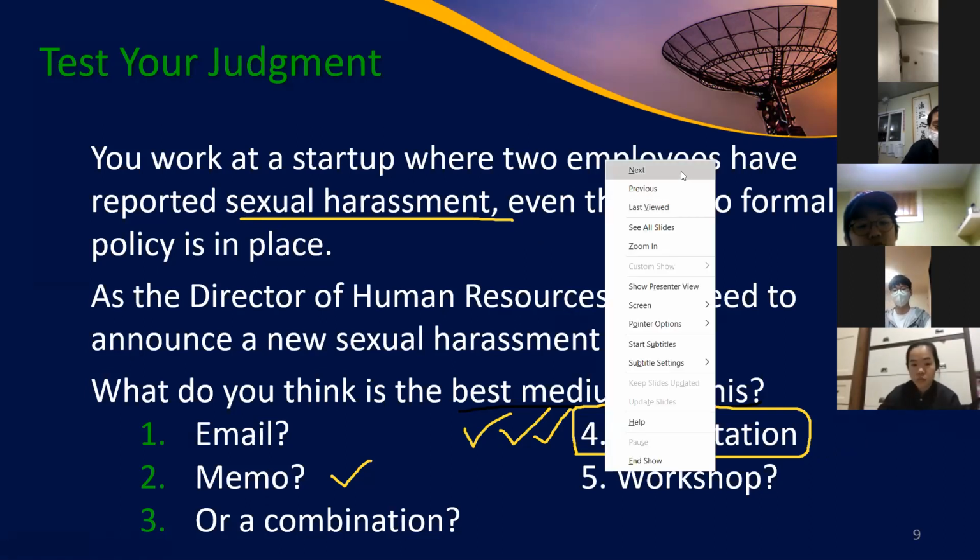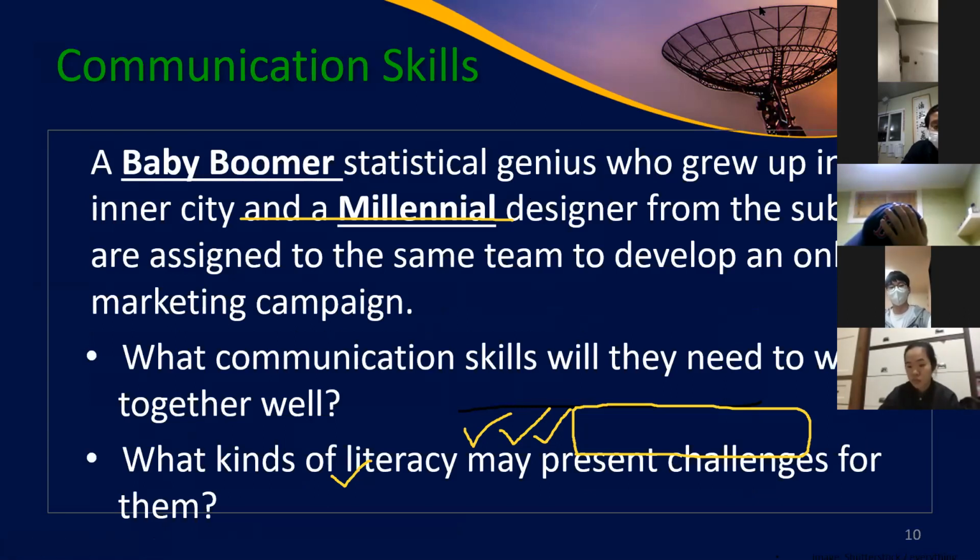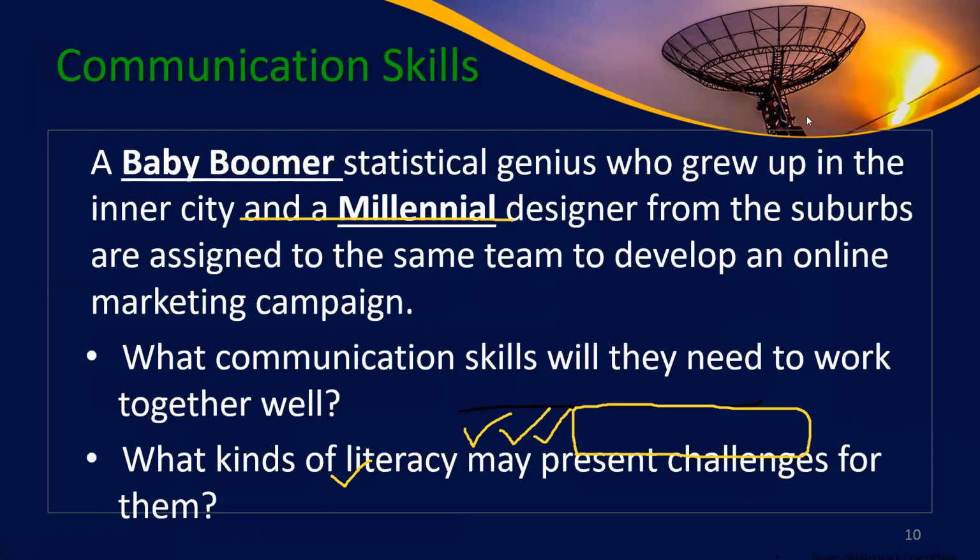Okay, next. Communication skills, of course, depend on the different generations. I'm going to clear all drawings. I want to read the information first. A baby boomer who grew up in the inner city and a millennial designer from the suburbs are assigned to the same team to develop an online marketing campaign. What communication skills will they need to work together, and what kinds of literacy may present challenges for them? So what is this information all about? I am already 39 years old.